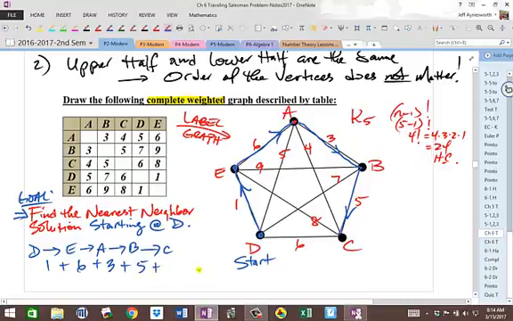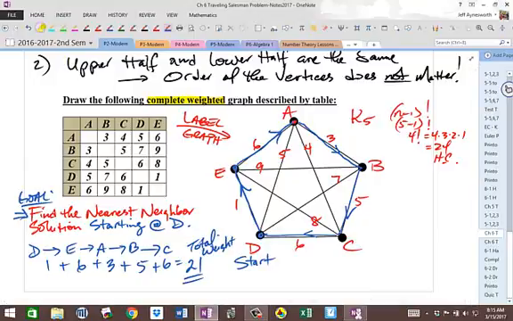And then I visited all the vertices, so now I got to go back home. All right, so plus 6. So if you just count them up, that's 7, 10, plus 11, 21. So right there, this is my total weight. Okay, and there's my nearest neighbor solution for this weighted graph.